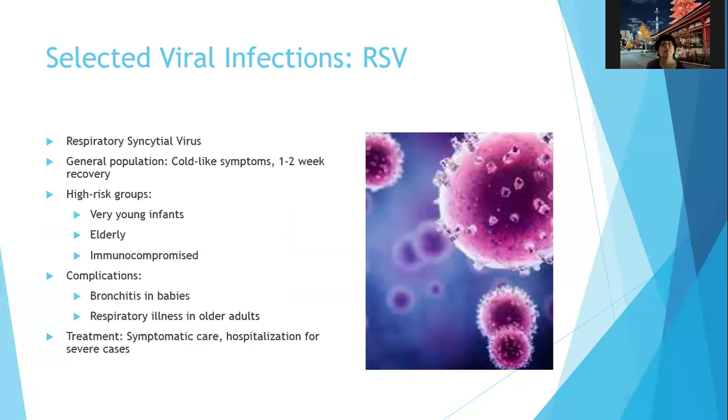Respiratory syncytial virus, which is RSV, has cold-like symptoms. There's a 1 to 2 week recovery. Usually, very young infants or the elderly or immunocompromised are in the high-risk group. Babies can develop bronchitis, and older adults develop respiratory illness. Usually, it's treated with symptomatic care, hospitalization for severe cases, but there is a vaccine for it, so it's preventative.